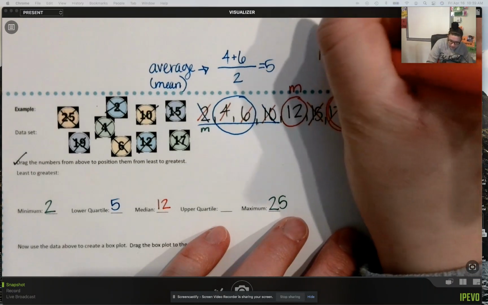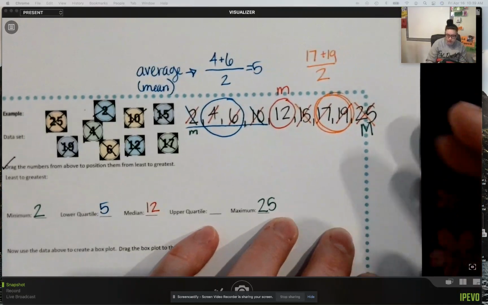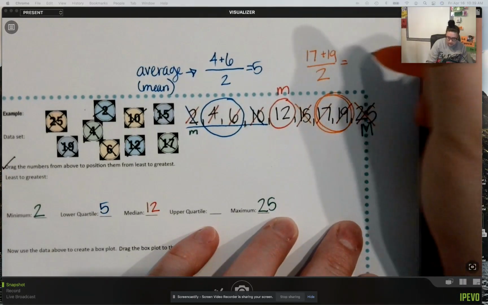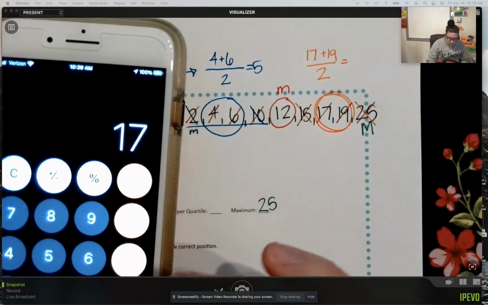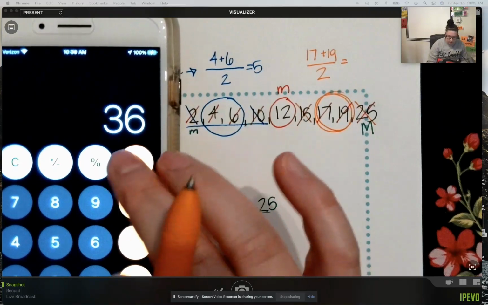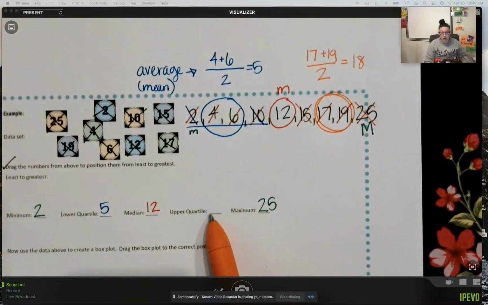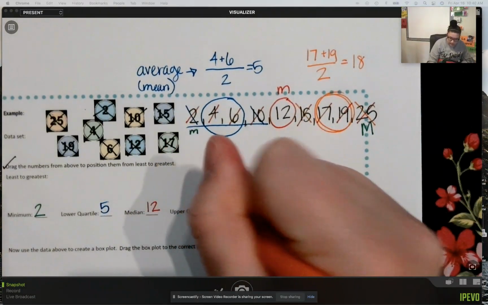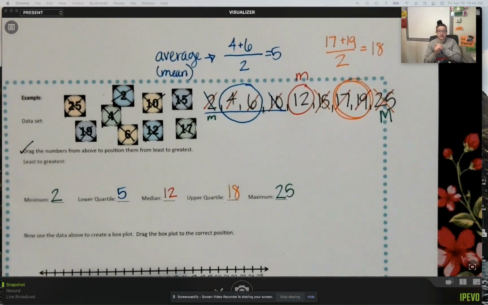All right, again to average, I'm going to take 17 plus 19 and divide by 2 because there's two numbers there. 17 plus 19 gives me 36. 36 divided by 2 gives me 18. So that means my upper quartile is going to be 18. Go ahead, pause the video, make sure you have all that information written down, and then we'll get into putting it on that number line.